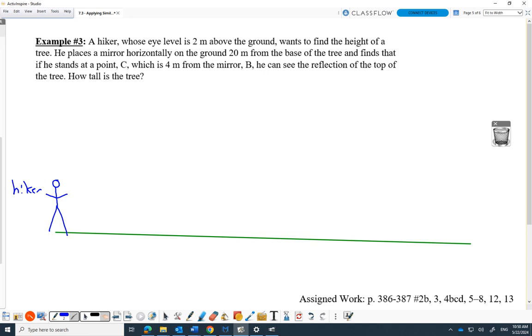Little stick figure. And he's 2 meters tall? No, his eye level is 2 meters tall. Yes. So he's like 2.1. Probably.